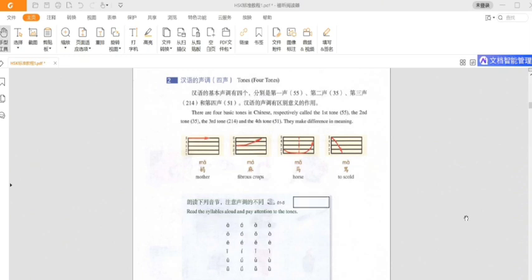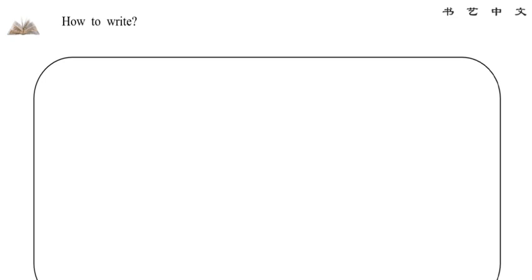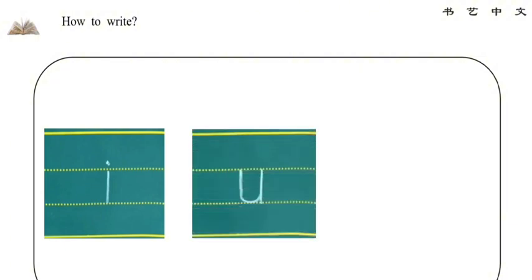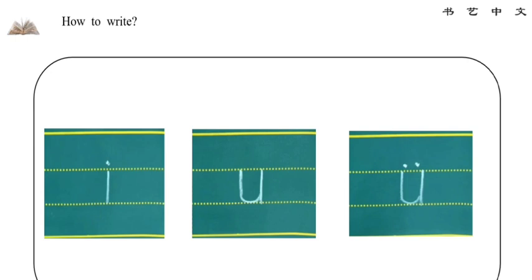Have you got it? Okay. Let's take a look at how to write these syllables. There are 4 different lines and 3 different spaces. We put E in the second space, right? This is U. This is Ü.